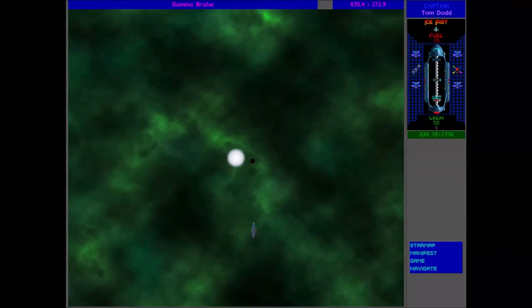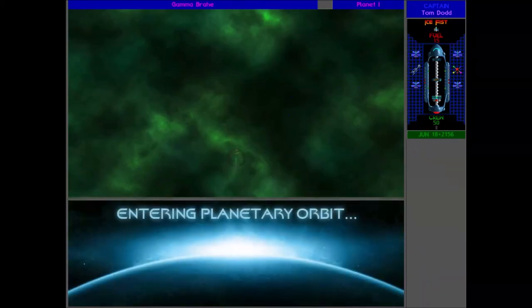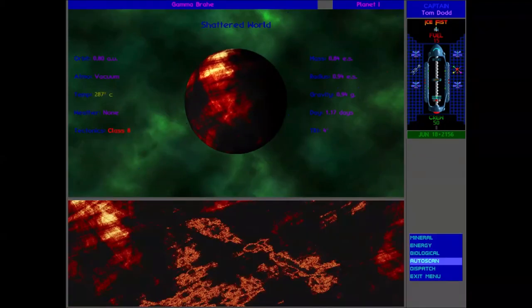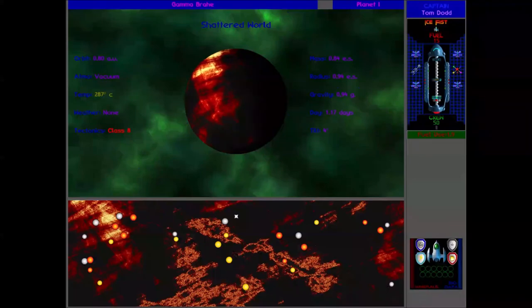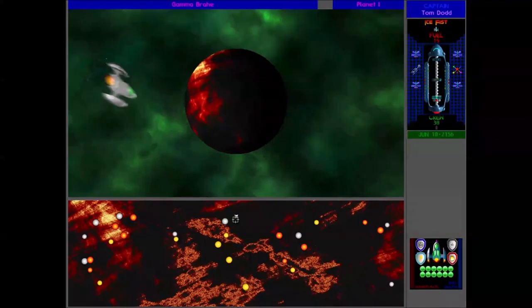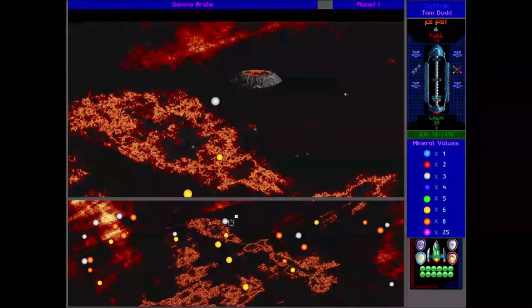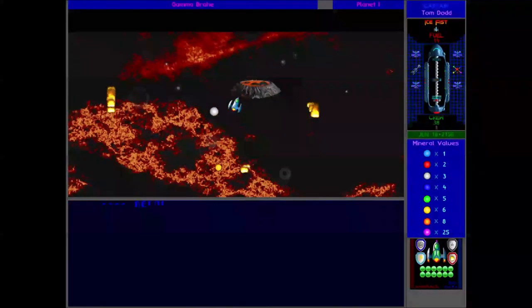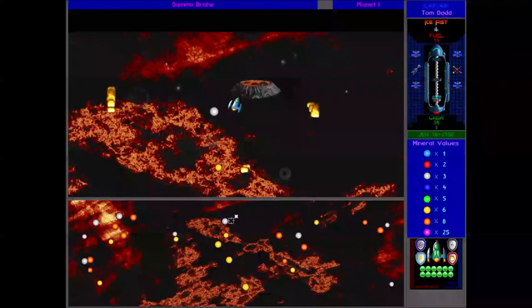So here we are, we finally made it to Gamma Brahe. Another egg case fragment. Doesn't seem to be any Mycon here, which is nice. Nice to not have any in the solar system itself, because that is also really punishing when there are millions of Mycon ships converging on your position, especially when you're moving there slowly. So here's another one, Shattered World. Usual thing, a metal world basically, but with egg case fragments on it. There it is. Fantastic. And that's 2 of 3.